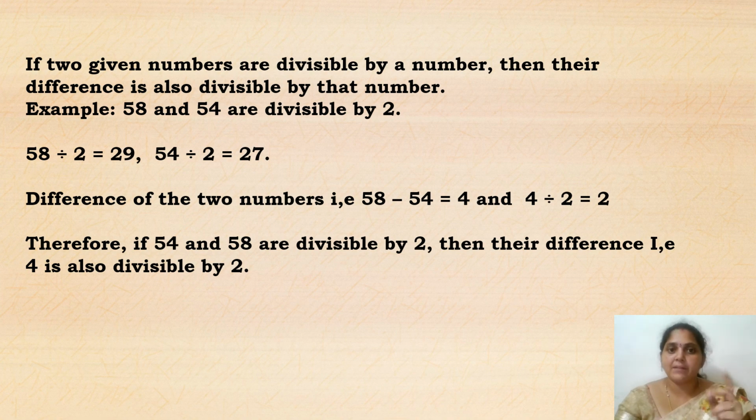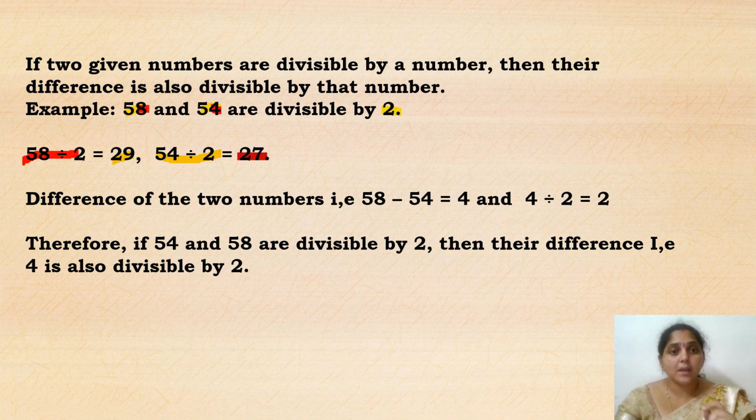For example, I have taken two numbers, that is 58 and 54. I am checking whether these numbers are divisible by 2 or not. The divisibility rule for 2 means what? Check the ones place value, whether it is a multiple of 2 or not. If I check like that, here it is 4 and here it is 8. Yes, it is divisible by 2. We'll see here. 58 divided by 2, you get the answer 29. And 54 divided by 2, you get the answer 27.